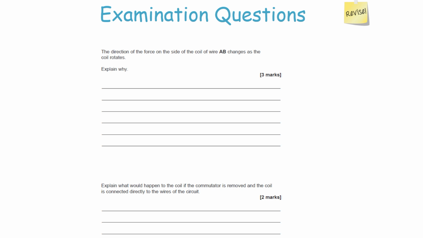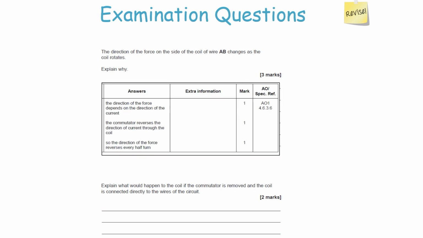Right. So how do you answer this particular question? Well, you've just got to explain what is going on as the coil rotates. So you would say the direction of the force depends on the direction of the current. That's from Fleming's left-hand rule. And also the fact that the magnetic force is produced by the current going through the conductor. So if the current's in the other direction, well, the force is going to be the opposite direction as well.